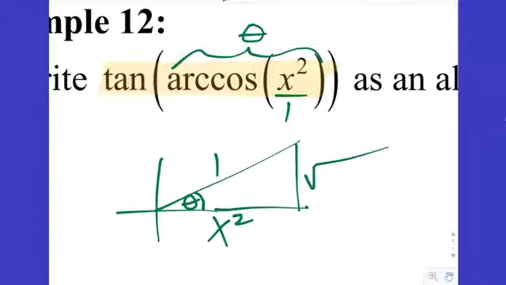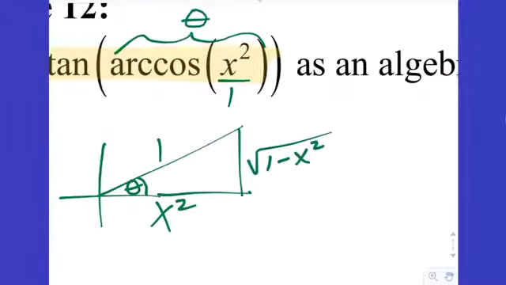What is the third side? Yeah, the square root of 1 minus x squared. Very good. It's the square root of hypotenuse squared, 1 squared, minus x squared squared, which is x squared. Not even. It's x to the what? 4th. Right. X squared squared is x to the 4th. So be careful. Make sure you always check your work.